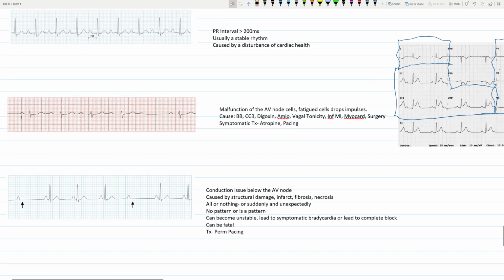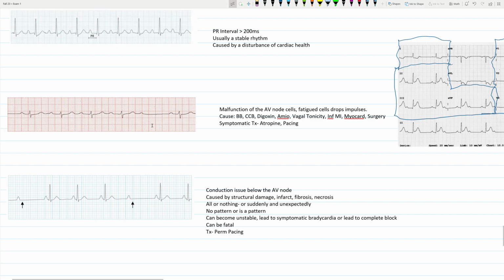Next up, let's look at this one. All right, so we've got PQRST, PQRST, PQRST, PQRST, P. Wait a minute, P. There should be a QRS here. Interesting. If we look at the length of time here, we can see that these PR intervals are actually getting longer. So we've got longer, longer, longer, drop.